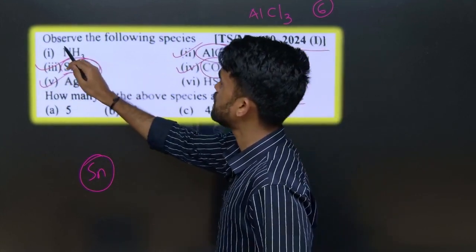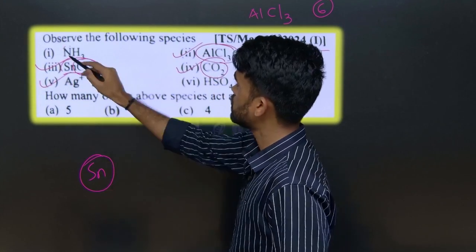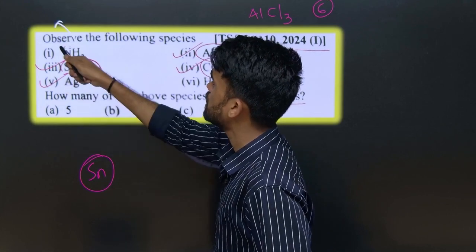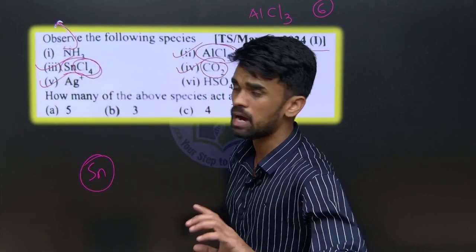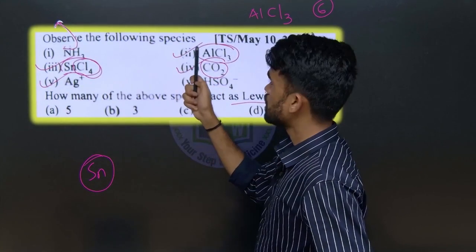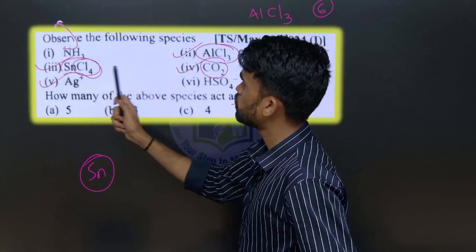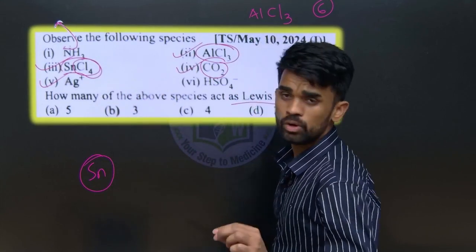See, NH3 has a lone pair of electrons on it, so it can be donated. So I can say NH3 acts as a Lewis base but not a Lewis acid. So only options 2, 3, 4, 5 will be Lewis acids.